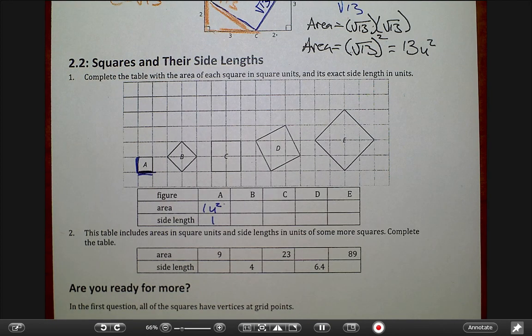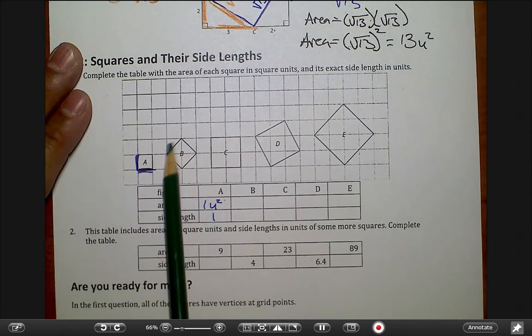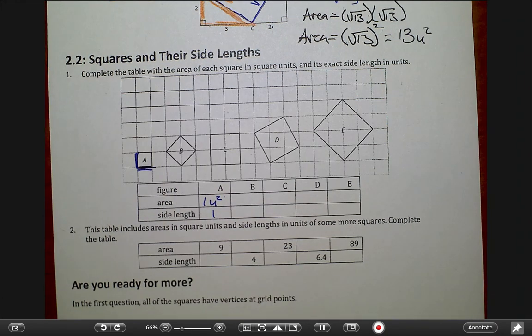All right, this next one, this one right here. How can I figure out the area?